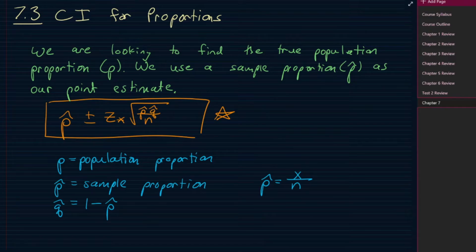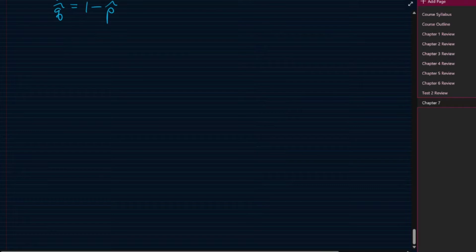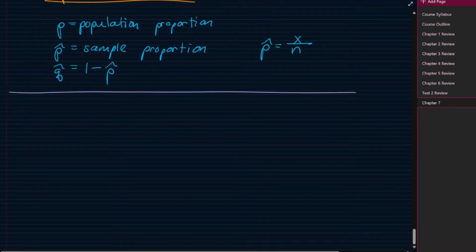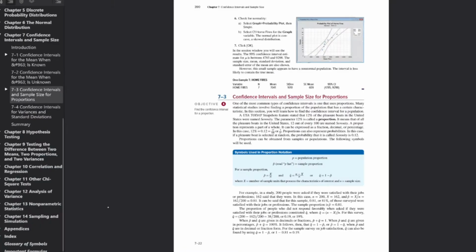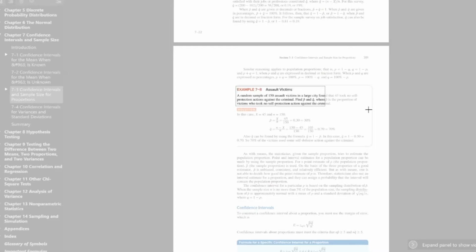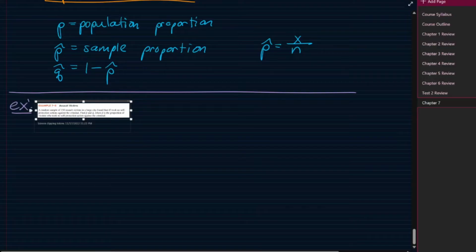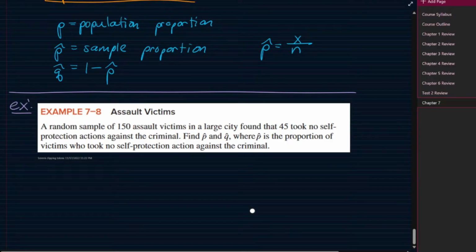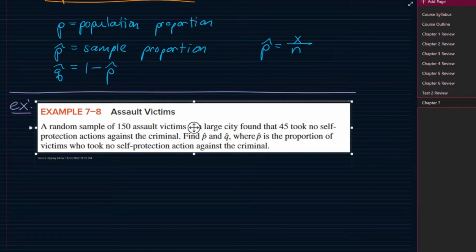Okay, so let's look at an example here. This one says, a random sample of 150 assault victims in a large city found that 45 took no self-protection actions against the criminal. Find p hat and q hat. Oh wait, it's not as good. Never mind. I don't want this question. That's just coming up with the p hat and the q hat. Not a good one.